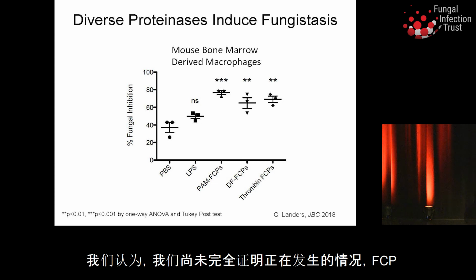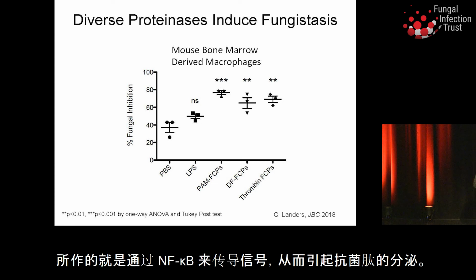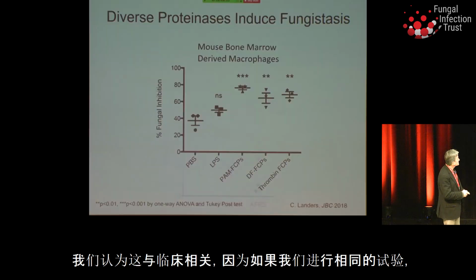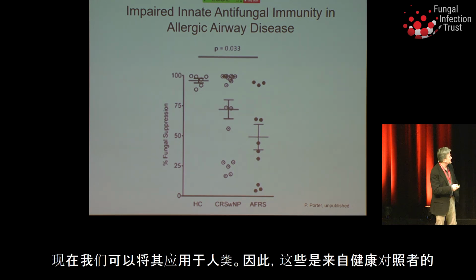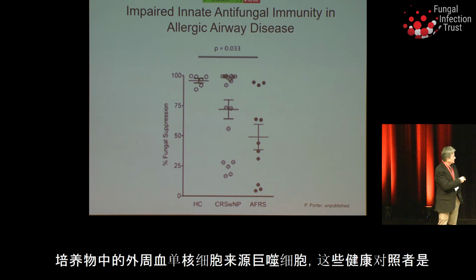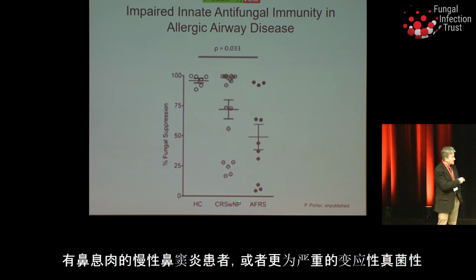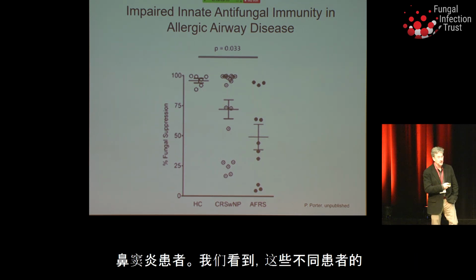We think what's actually happening, we haven't quite proven this, is that the FCPs are signaling through NF-kappa B to induce secretion of antimicrobial peptides. We think this is clinically relevant because if we take that same assay and adapt it to humans, these are peripheral blood monocyte-derived macrophages in culture from healthy controls, those with chronic rhinosinusitis with nasal polyps, or those with the more severe allergic fungal rhinosinusitis.